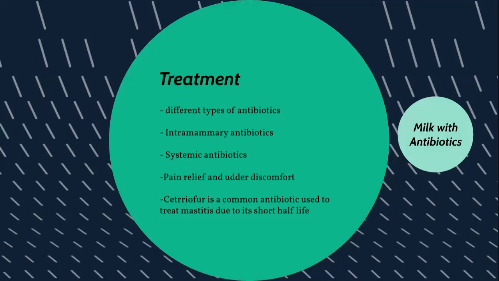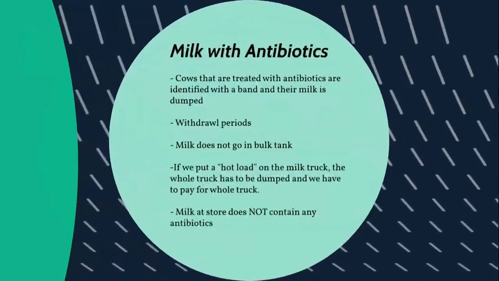A lot of people are worried about milk with antibiotics in it. Milk that has antibiotics in it never goes to the store. So I'm going to touch on milk with antibiotics. When a cow is treated with antibiotics, she is banded to identify that she has been treated and that her milk has to be dumped. When milking her, we milk her out instead of into the pipeline going to the bulk tank. We plumb it into a separate little milk jug that keeps it out of the bulk tank, and then everything else is sanitized after we milk that cow.